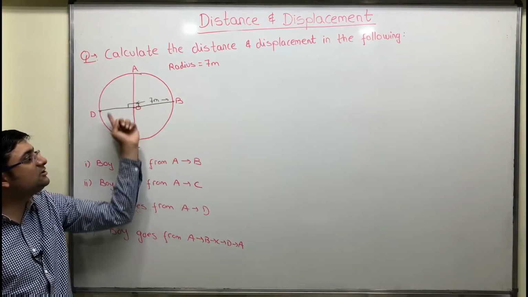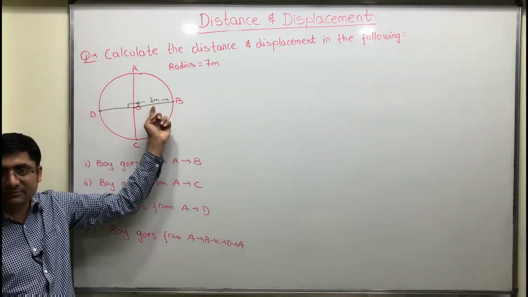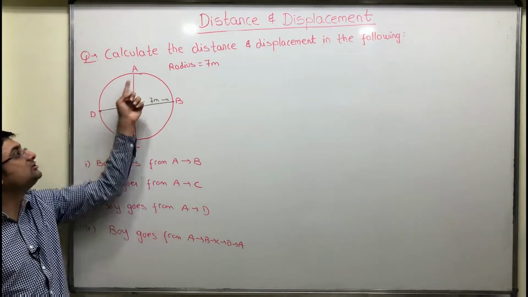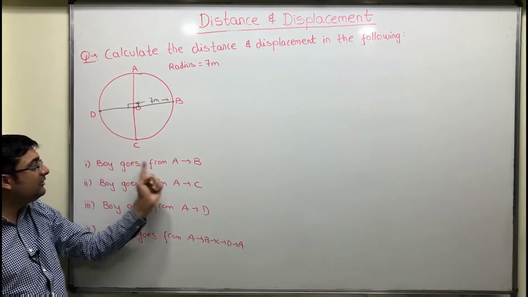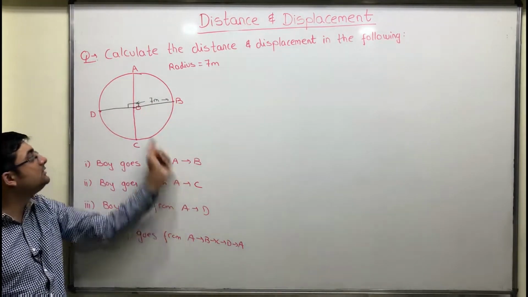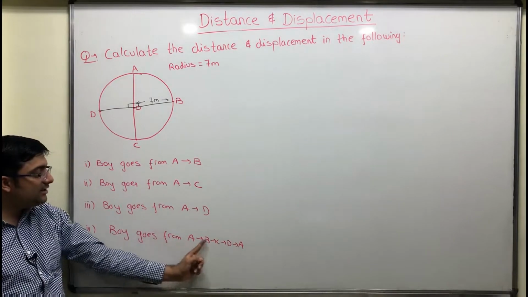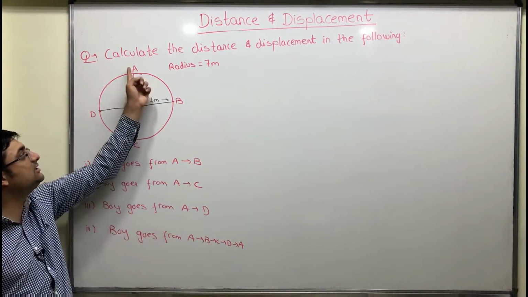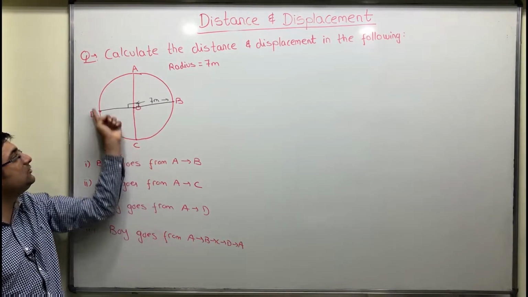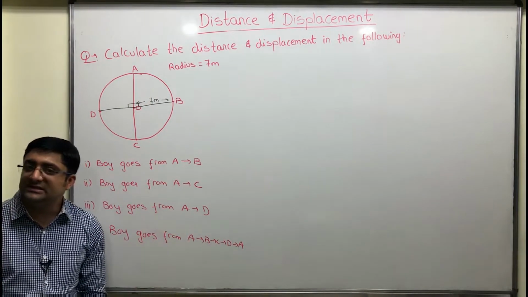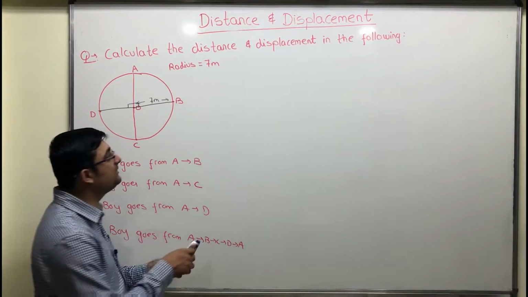So we're given a circle over here whose radius is 7 meters. Now there are 4 points marked A, B, C and D. So the boy is basically starting from A. First he goes from A to B, then he goes from A to C, then from A to D, and then he goes from A to A by B, C, D. So A to B to C to D and back to A. So in all these 4 cases, we have to calculate distance and displacement. So let's begin.